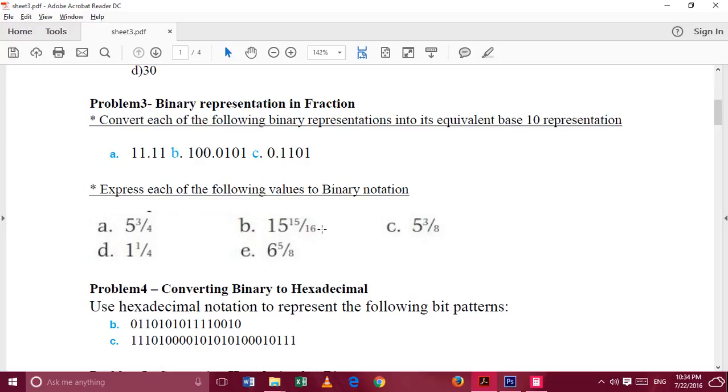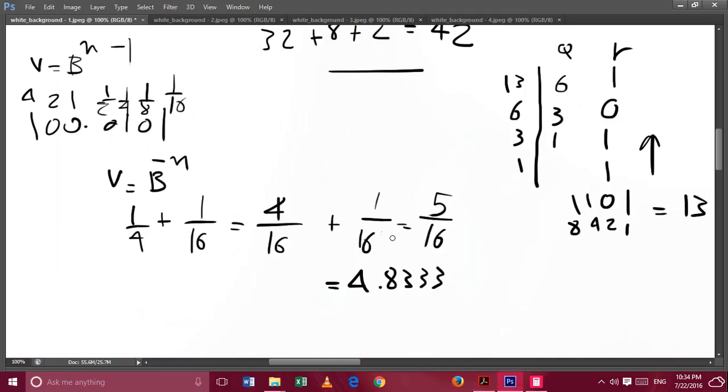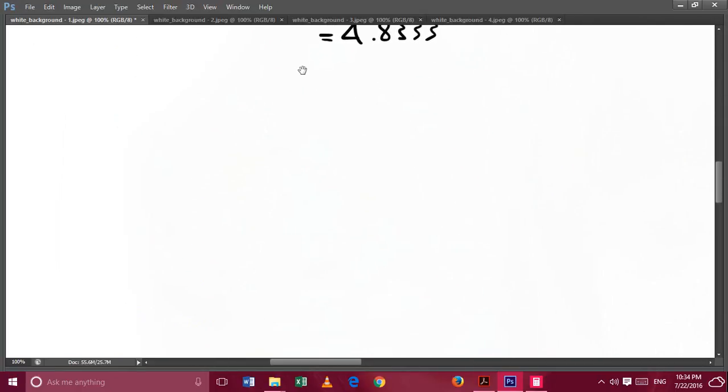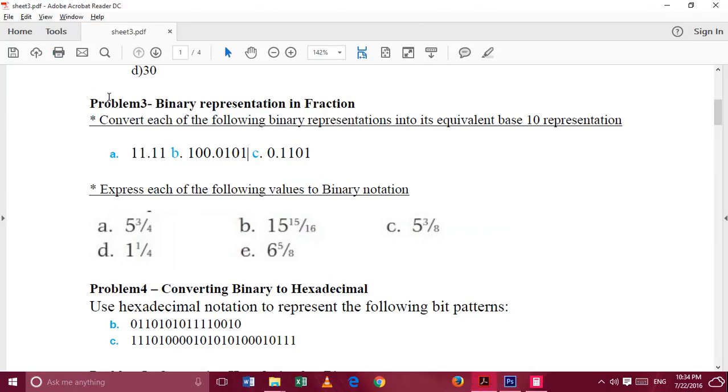Why? Because this looks very complicated, so let's try to do that. Okay, let's drag this a little bit up. Here we need to convert 15 and 15 over 16 to binary. So first of all, let's start with the easy parts.